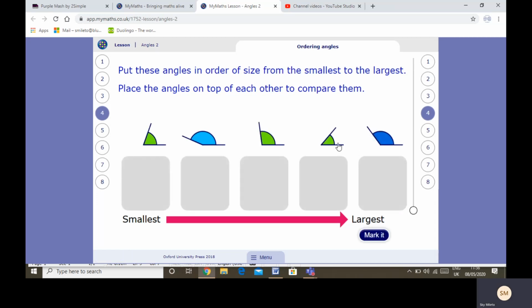And there's another one here. We can see this one is an acute angle, that one's an acute angle, but this one's slightly smaller than that one, so this one must be the smallest. This one's still an acute angle, but it must be the second one.